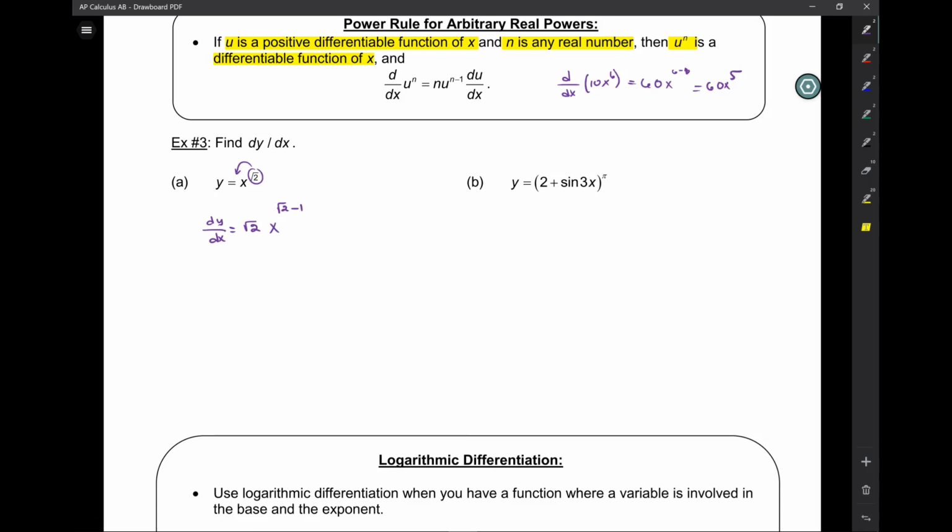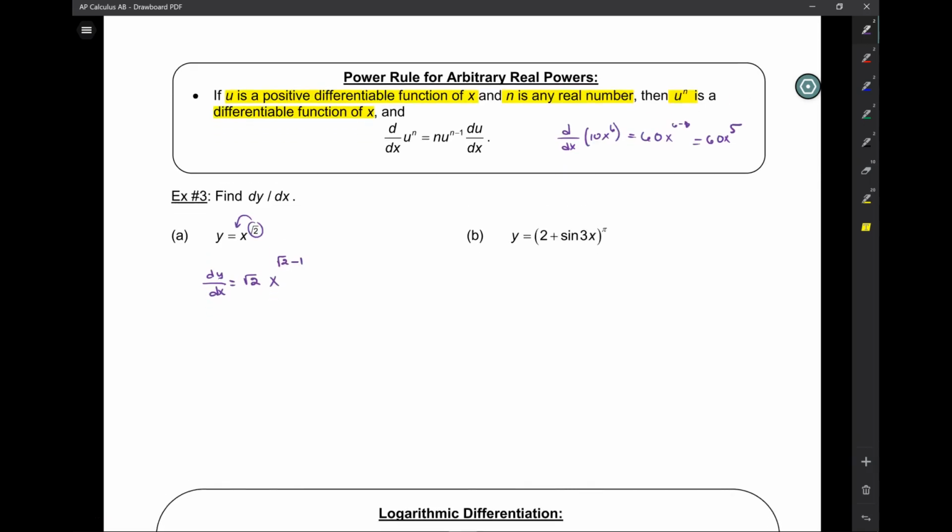Okay? What was it saying up here then? Does anything up there have to do with what we just did? Absolutely. Because if u is a positive differentiable function and n is any real number, so look at the root 2 here. Is that a real number? Right? So no matter what the exponent is, if the exponent is a real number, then you still bring it down and subtract 1. So here, the pi is going to come down.